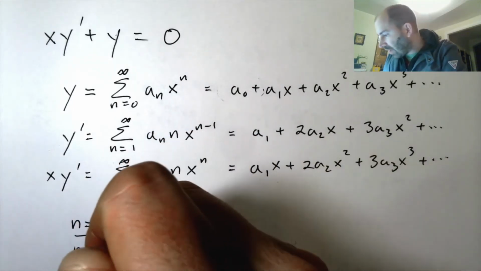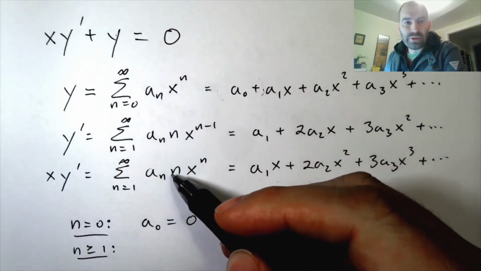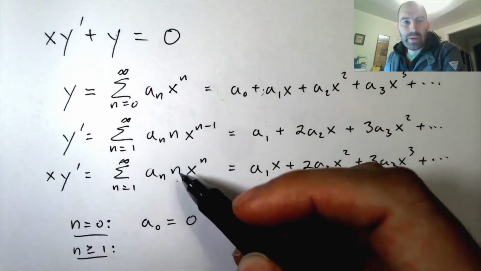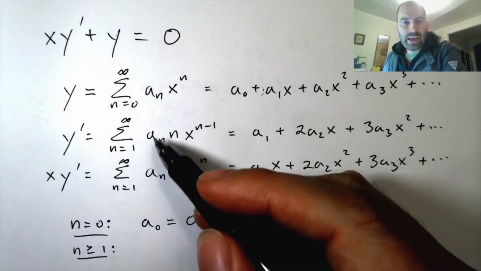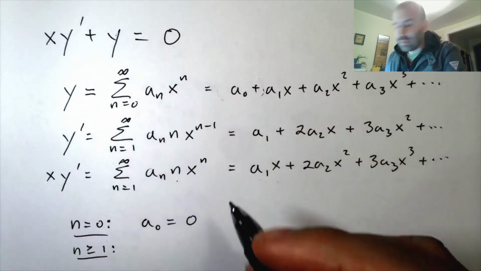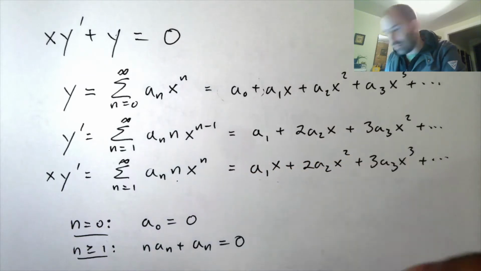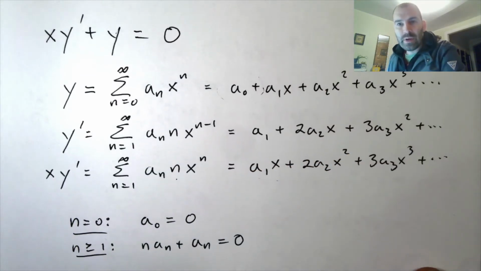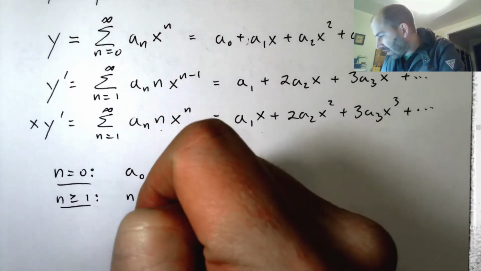When n is greater than or equal to 1, I have contributions from both of these series, right? So I know that n times an plus an has to equal 0. Okay. Well, let's look at this equation here. I can factor out an an.